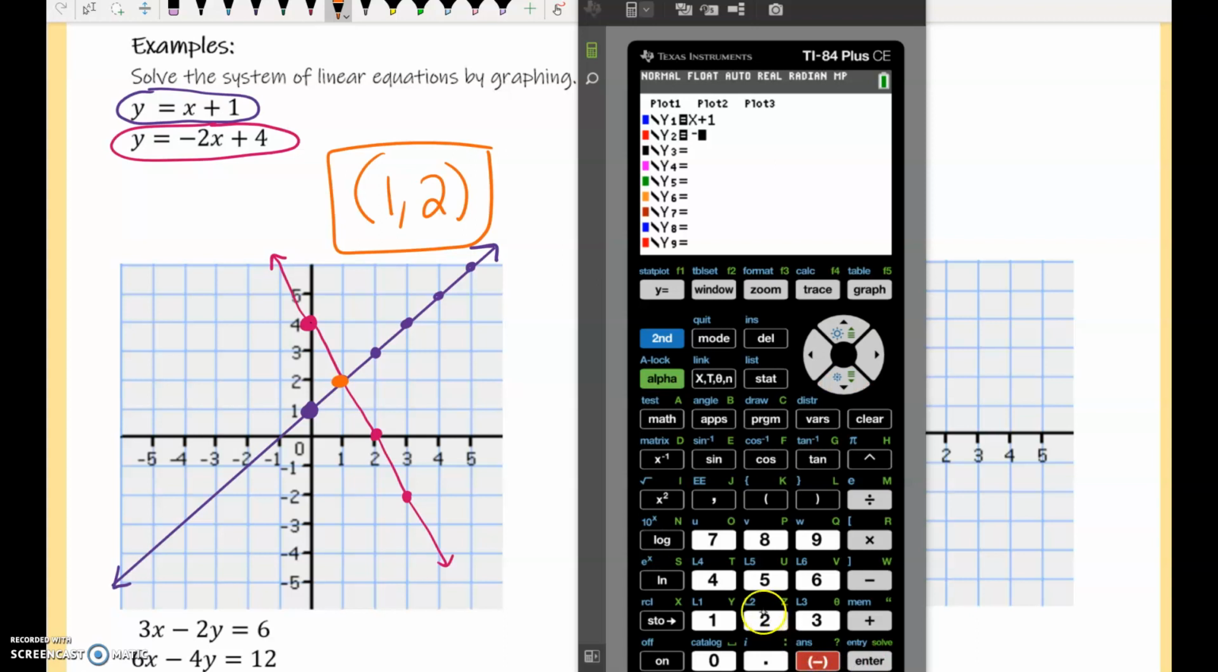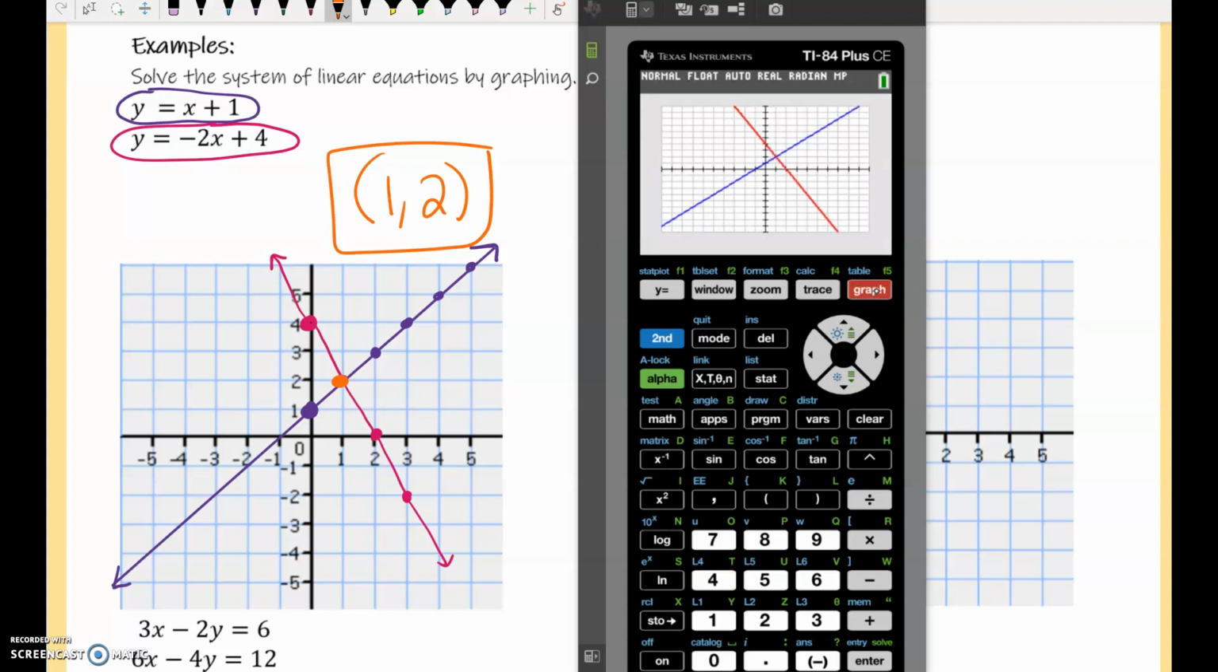-2, the x button plus 4. To actually see these on the graph, I push the button that says graph. And those steps are written on your notes. It says calculator steps. Y equals, first equation goes in y1, second equation in y2, push the graph button.